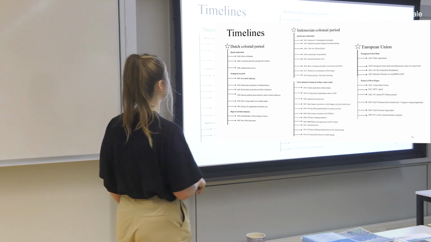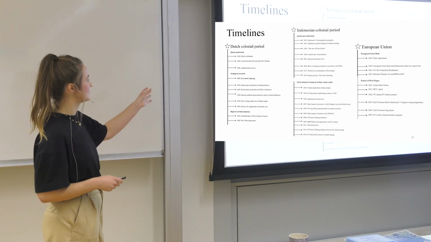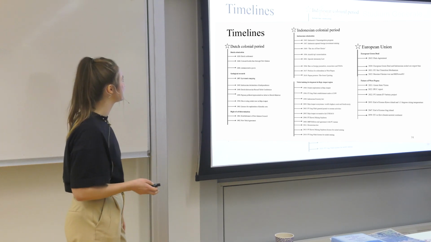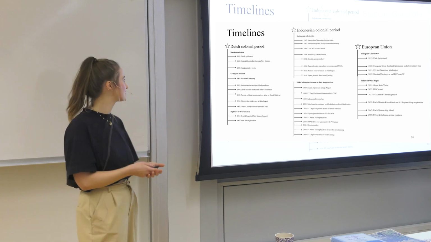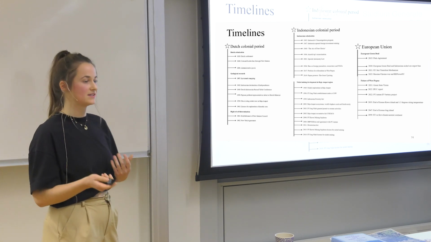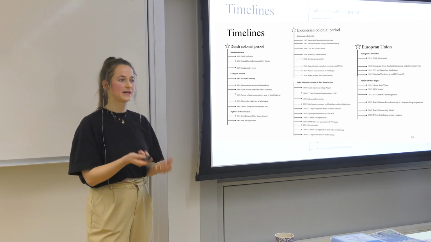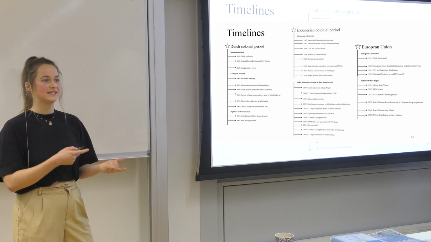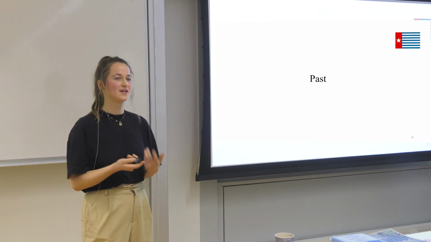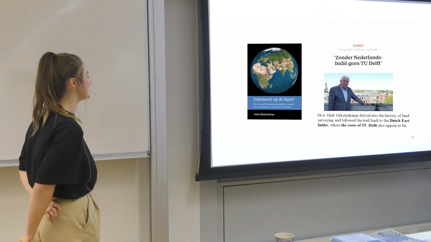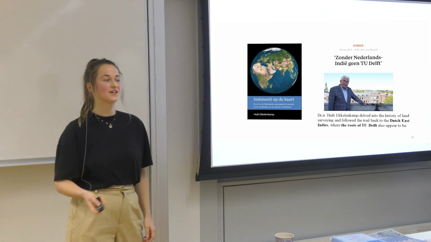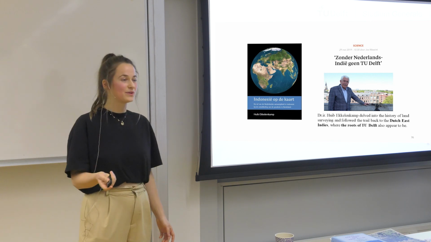And this made me do my research in three timelines. First, I looked at the Dutch colonial period, then I looked at the Indonesian colonial period, and I looked at the European Union. And what I did, I showed the big historical events from the Papuan history and the Papuan perspective, which is relevant to address colonial injustices. And I also dived into my case study, the Raja Ampat, to see how these colonial injustices are also occurring in the Raja Ampat region. And to give you some examples, if you look into the past, as Raki already mentioned, the roots of the TU Delft appear to be in the Dutch East Indies and also in the Netherlands New Guinea.